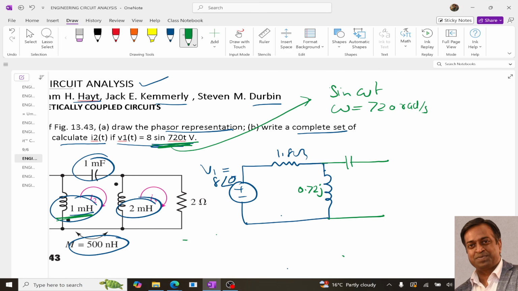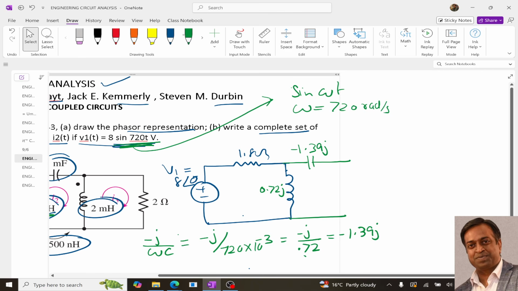Now similarly we have the capacitor, and this capacitor is 1 millifarad, and we know the formula is 1 upon j omega C, right? So it is minus j upon 720 into 10 power minus 3, so it is minus j upon 0.72, which will give you the answer as minus 1.39 j. So this will be minus 1.39 j.